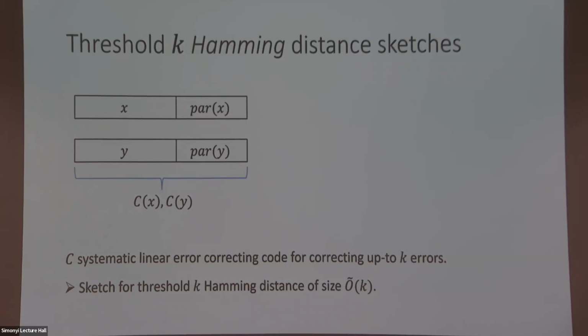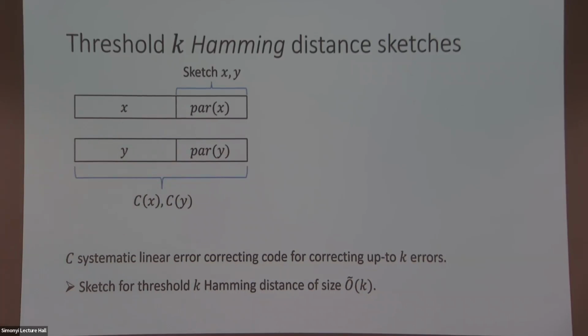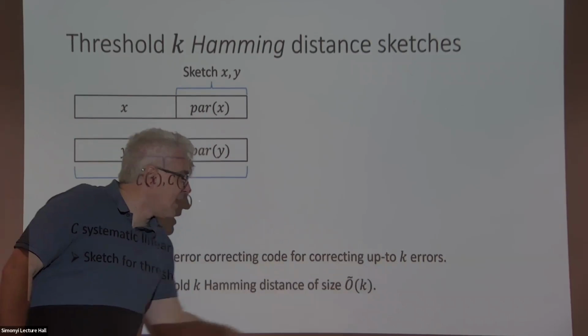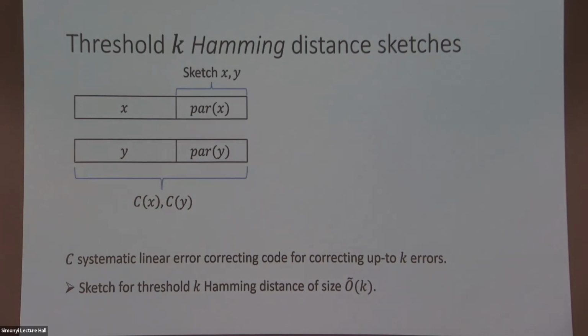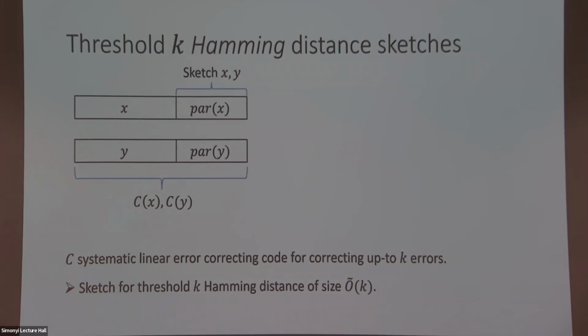And what's going to be my sketch? My sketch is going to be these parity bits. You can easily calculate that the size of these parity bits, if you want to correct k errors, has to be about k log n, and that's basically optimal. You cannot do better. So this sketch is linear size essentially, except for logarithmic factors. And how do I evaluate two sketches? If I give you two sketches, how do you calculate the Hamming distance?